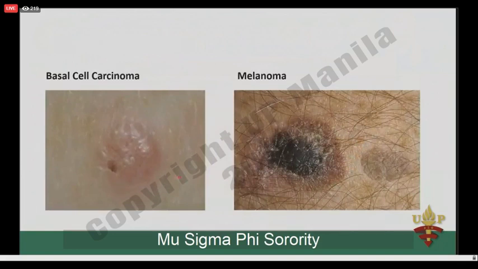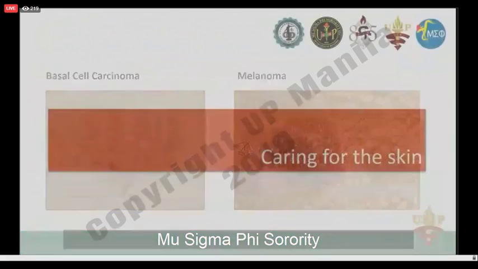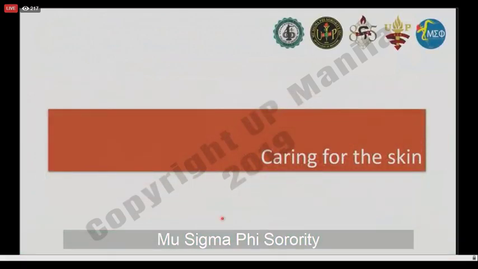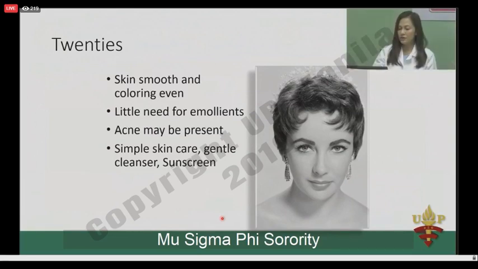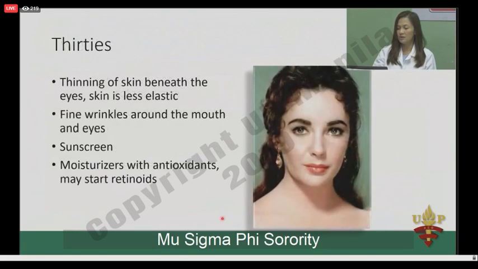Basal cell carcinoma and melanoma may also be found in the elderly. So how do we care for the skin? In our 20s, the skin is smooth, the coloring is even. There's very little need for moisturizers. Acne may be present, so they should be treated, and your skincare should be gentle cleansers, and of course, you have to use your sunscreen.